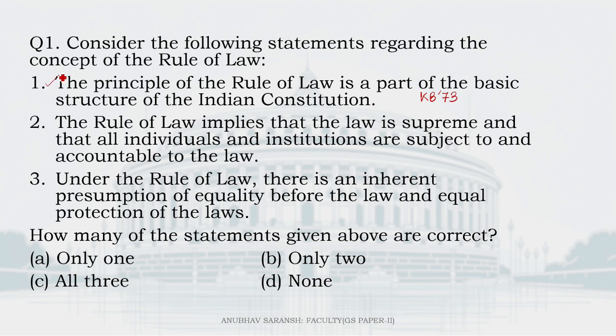1973. One is correct. Number two, the rule of law implies that the law is supreme and that all individuals and institutions are subject to and accountable to the law. Yes, of course. The idea is all manner of people are equal in the eyes of law and no one is above the law. Number three, under the rule of law, there is an inherent presumption of equality before the law and equal protection of laws. Yes, this is also correct. The rule of law inherently includes both these concepts.